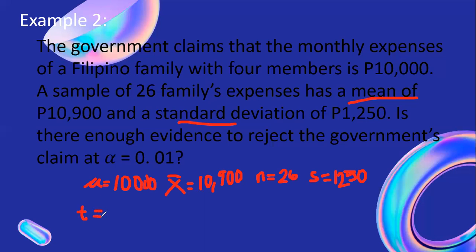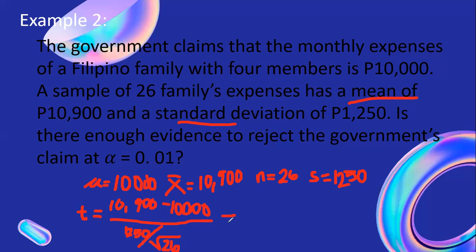Okay po. And what's the formula? So it's the sample mean, which is 10,900, minus 10,000, divided by the standard deviation of 1,250, divided by the square root of 26. Right? Tama ba tayo dyan? Okay.